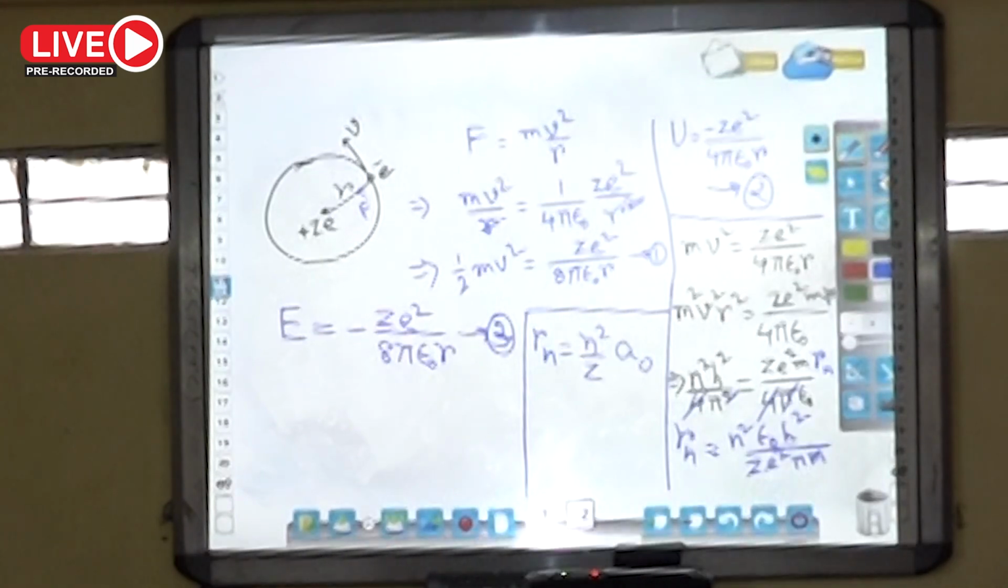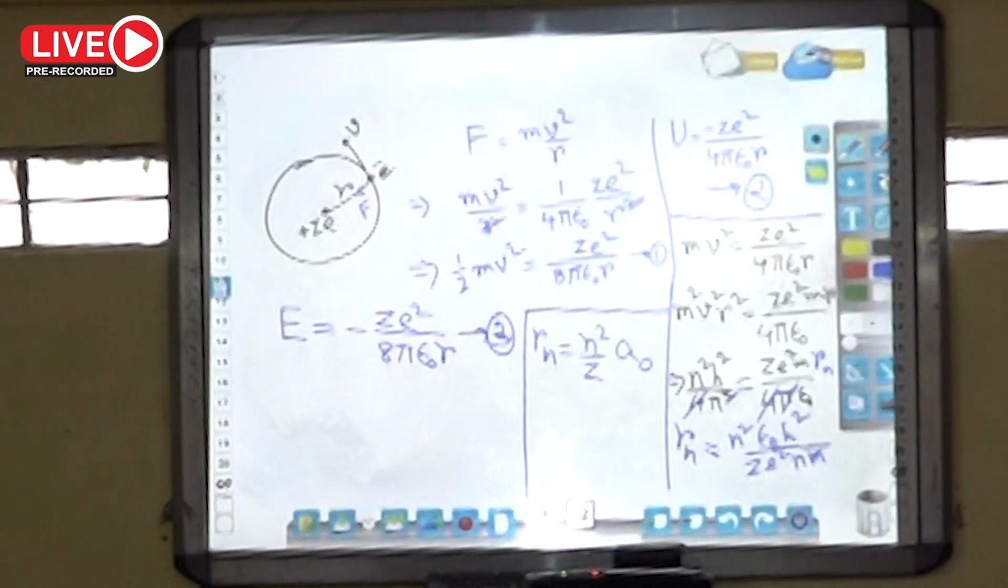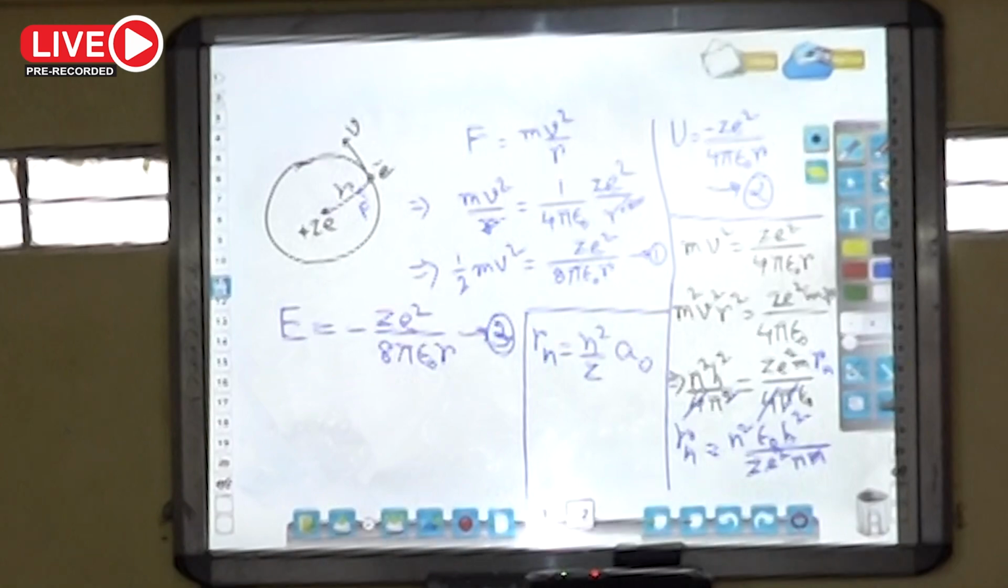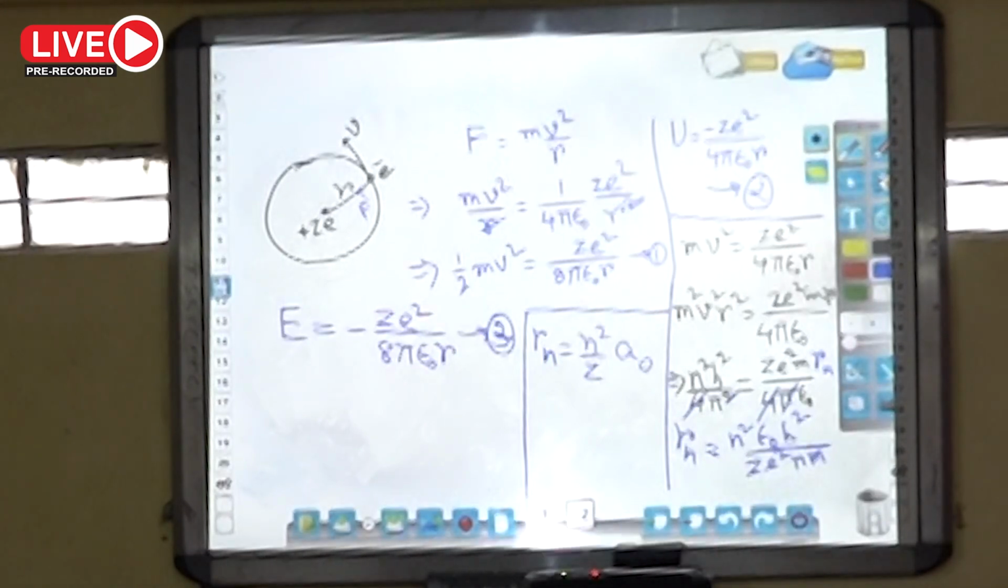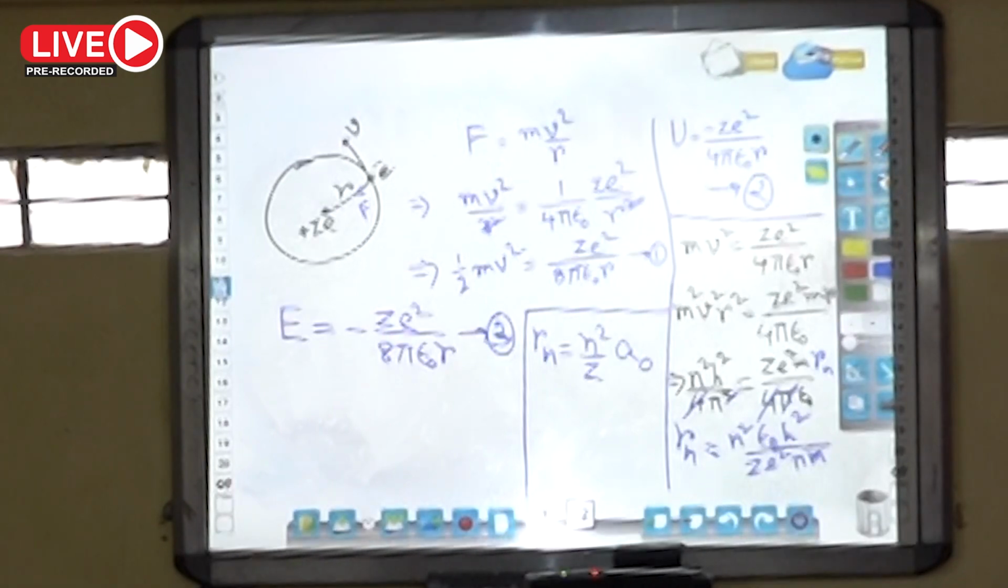Now if you put Z equal to 1 and n equal to 1, you will get R1. R1 equal to a₀, the radius of the first Bohr orbit, that is nearly 5.3 × 10⁻¹¹ meter. 5.3 × 10⁻¹¹ meter. First Bohr orbit radius.